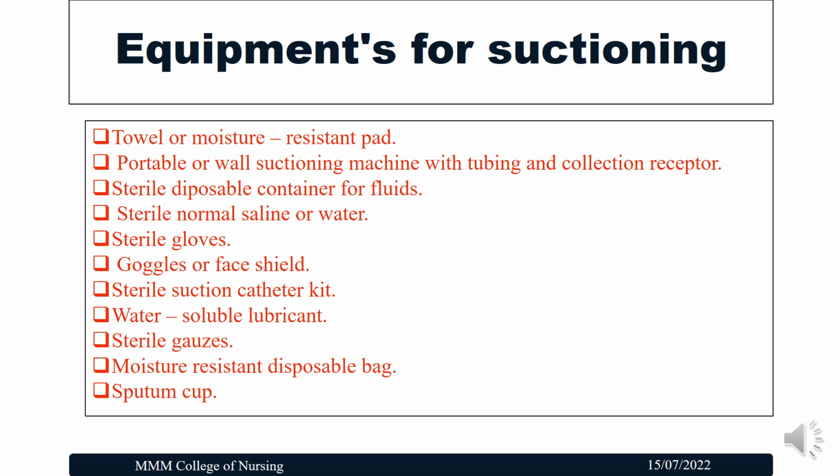suction catheters. Then sterile gloves, goggles or face shield to prevent the spillage of respiratory secretions onto the face, sterile suction catheter kit, water soluble lubricant to lubricate the tip of the catheter when we are inserting into the respiratory tract, sterile gauzes, a moisture resistant disposable bag to dispose the catheter, and a sputum cup. If the patient wants to cough out the sputum, a sputum cup can be given immediately. So these are the articles or equipment required for suctioning.